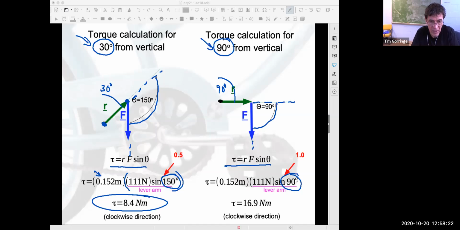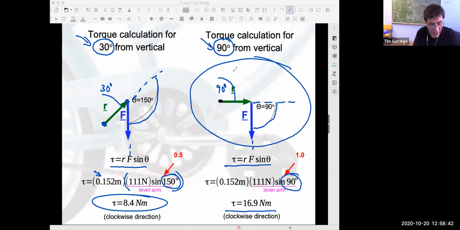The forces are the same strength. The distances from the axis of rotation are the same distances. But the angles between the vector R and the vector F are different. And so this time I got 16.9 newton meters of torque. So this geometry, just like opening the door, gives you the greatest torque. This one gave us a lesser torque.